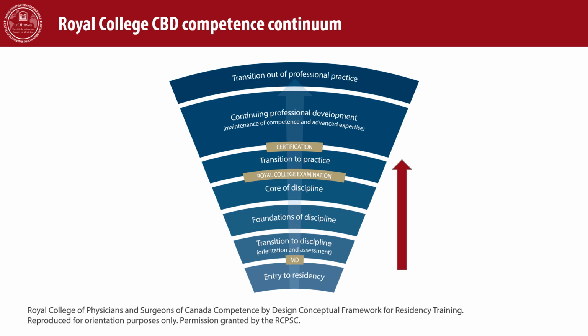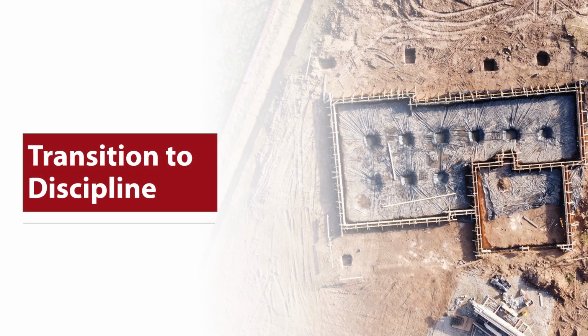When I explain stages, I find the analogy of building a house can be helpful. Transition to discipline. In the house analogy, this is about getting the right base to start the build. This new stage helps residents settle into their program. Your program has been encouraged to take this time to help you get to know your co-residents and your supervisors, and to get familiar with how things work in your program and in the places you'll be working.